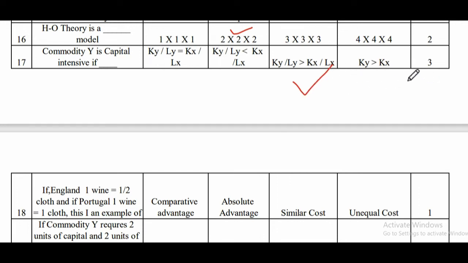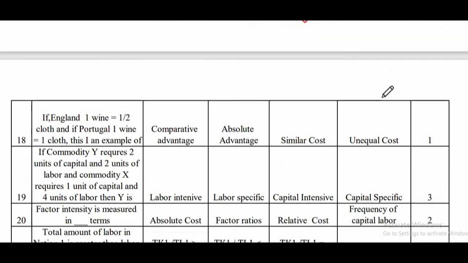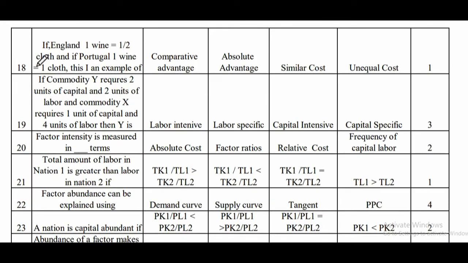And the fourth option, I'll just read it, though we are having the answer over here. That is KY is greater than KX. Now the MCQ number 18.